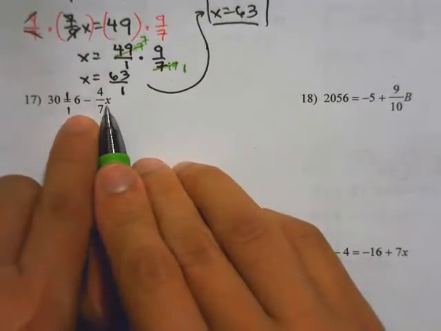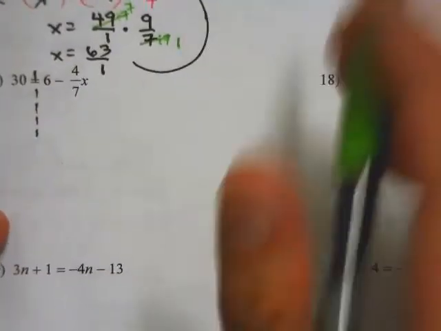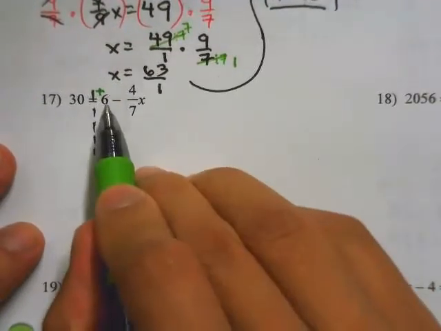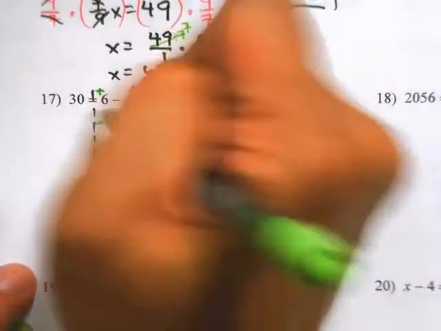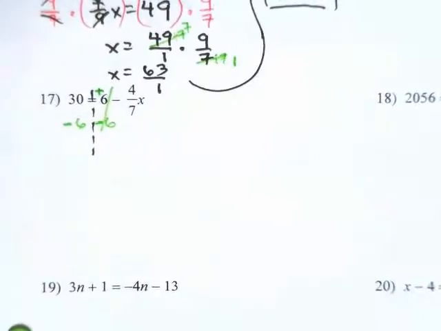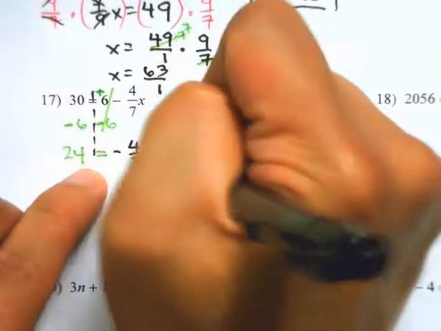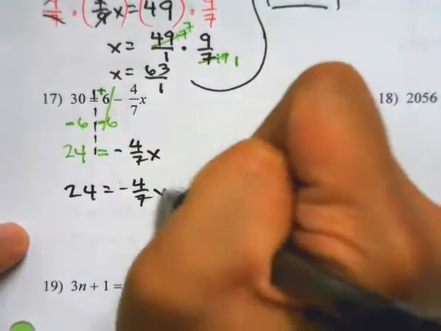17. These two are not like terms, and so I'm just going to go ahead and start solving them. I do want to remind you that this is a positive 6. Okay, so what is the opposite of plus 6? It is going to be minus 6 on both sides. 30 minus 6 is going to be 24. Okay, and then we still have minus 4/7 x, or negative 4/7 x. Again, I'm just writing it twice.